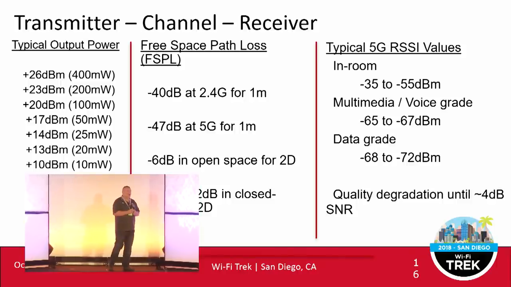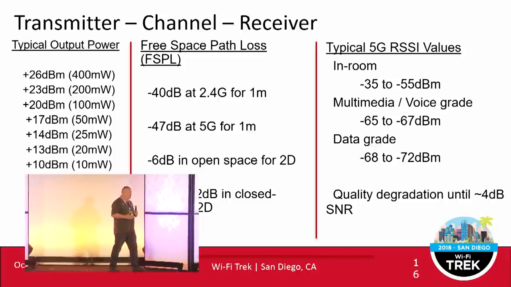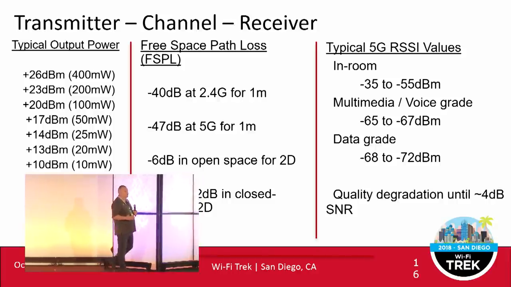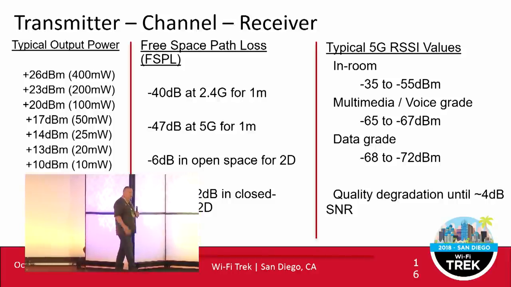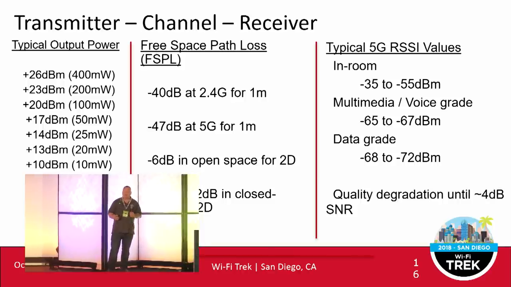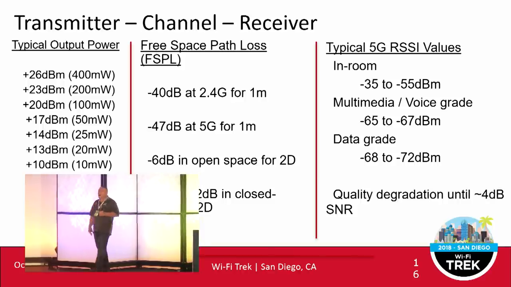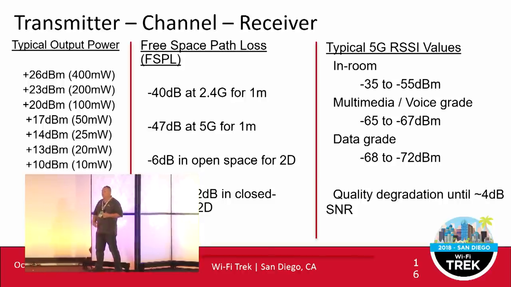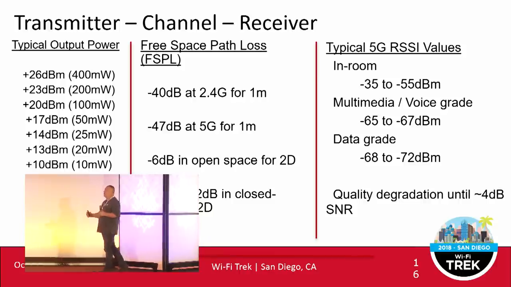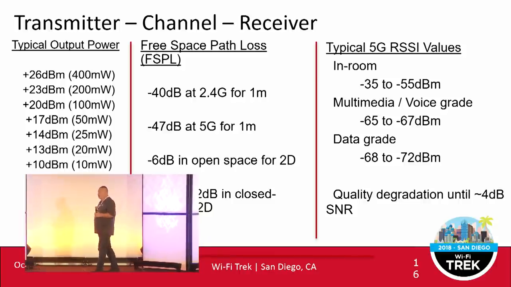And then what is normal on the receive side? Well, it certainly depends on the client's sensitivity. That's a huge one. It's how well they can hear. It also depends on the distance, and it depends on the output power of the access point. So there's a lot of variables. But what's normal? What's the average? What's kind of the expected?